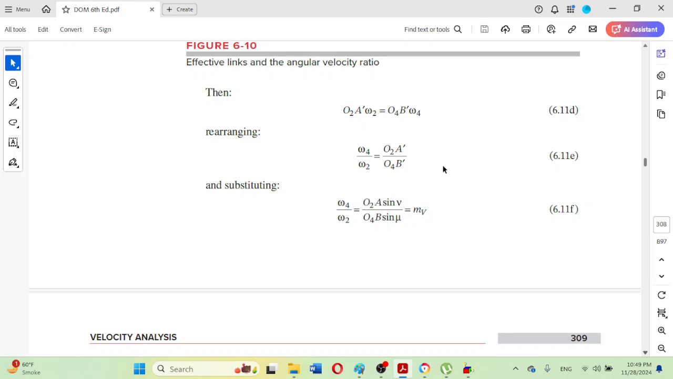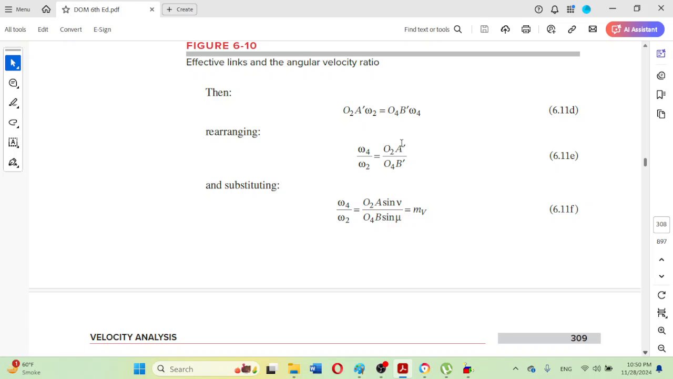So this is the second way of calculating using the effective links: we draw parallel lines through O2 and O4, and those lines will intersect the extended coupler link, and we measure or calculate from trigonometry the lengths of those effective links, take their ratios, and obtain the angular velocity ratio, which will be equal to the angular velocity ratio calculated from omega 4 by omega 2 in the previous equation.